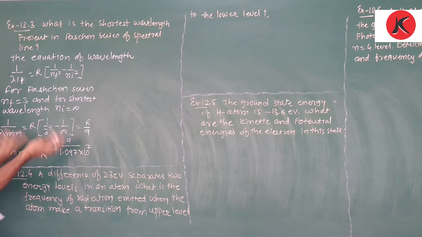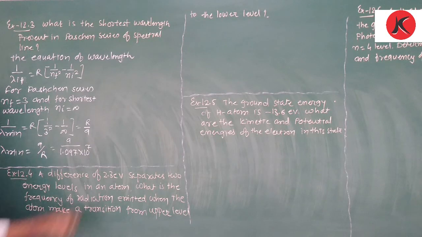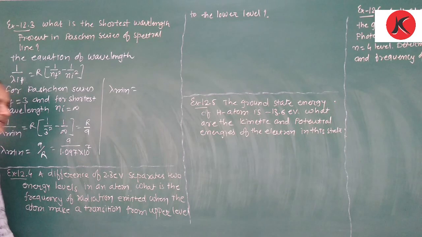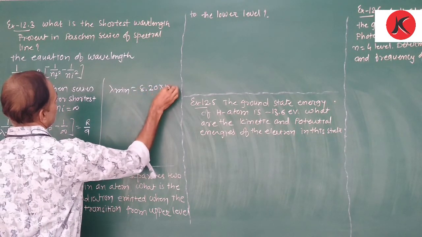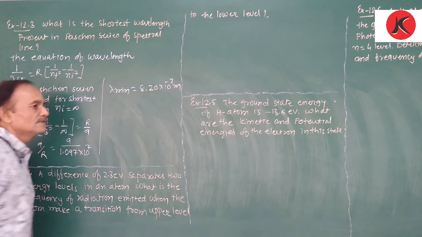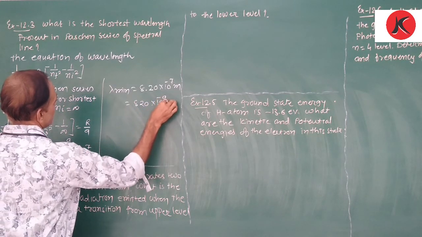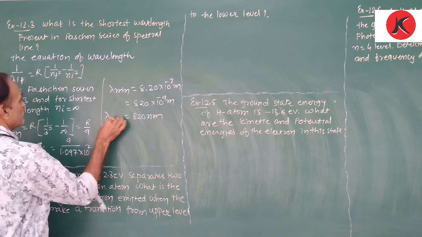Therefore, we take the reciprocal: the shortest wavelength for the Paschen series is 9/R. Therefore, 9 upon the value of the Rydberg constant, 1.097 × 10^7. As we simplify, we obtain lambda minimum equal to 8.20 × 10^-7 meter. So it is equal to 820 × 10^-9 meter. That is 820 nanometer. That is the lambda minimum.